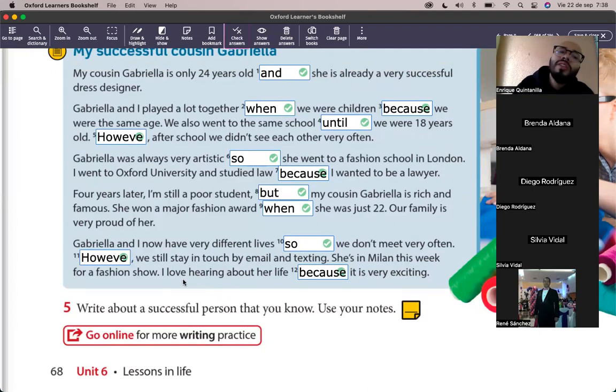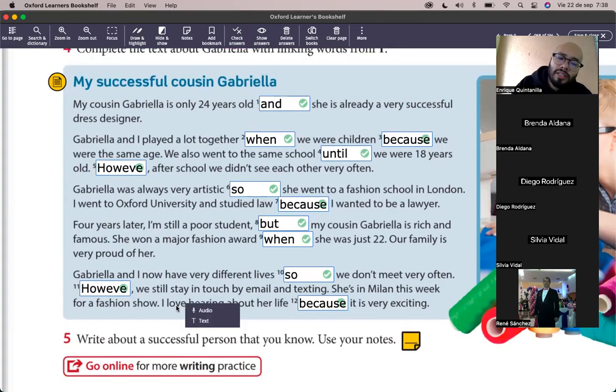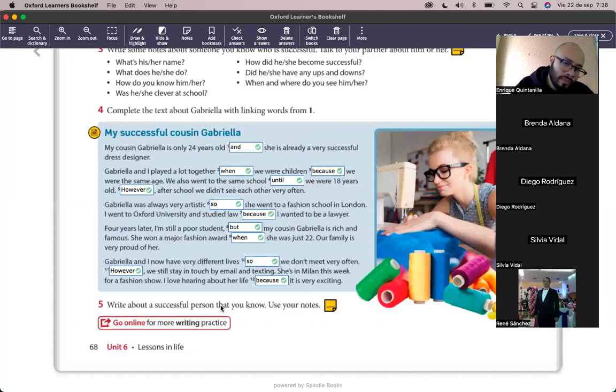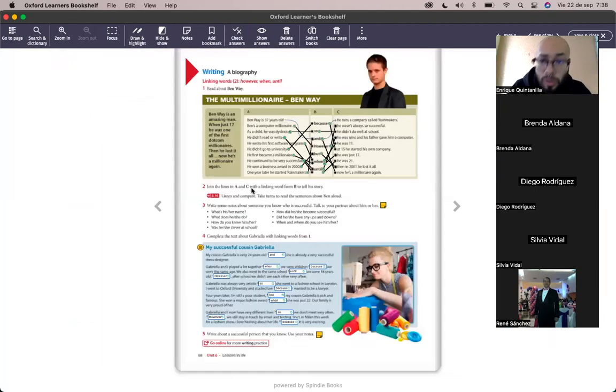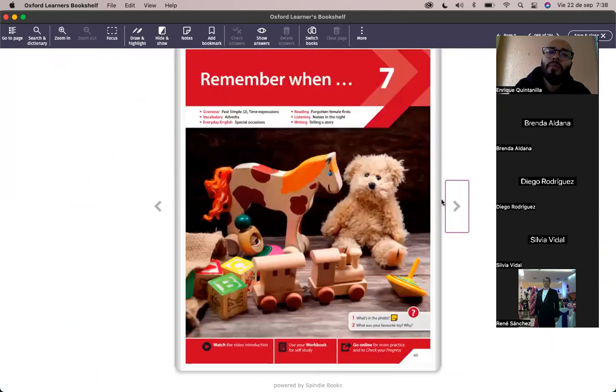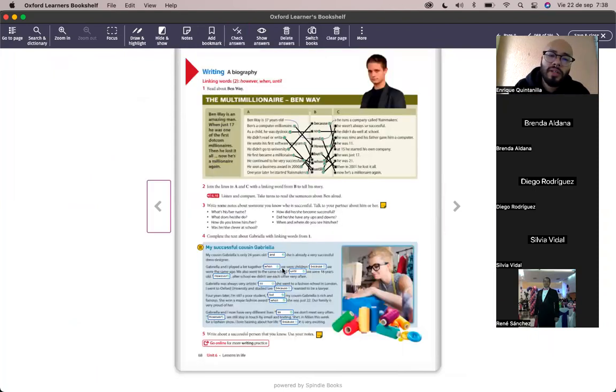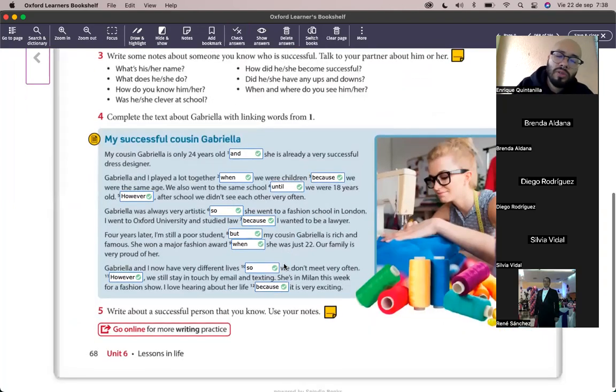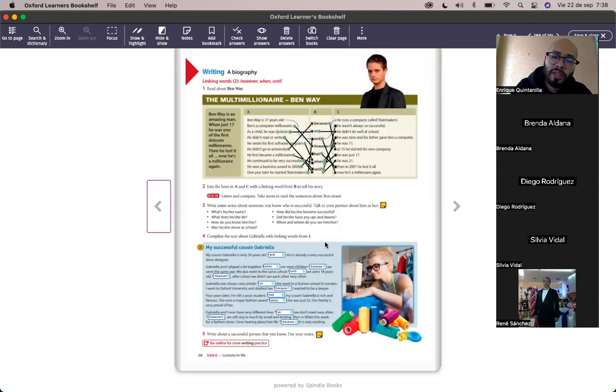Pueden terminar su texto like this, ¿vale? Entonces, vamos a escribir eso. Not for today, it's for Monday, ¿vale? Para el lunes, a más tardar, ¿vale? Sigan el modelo. Ahorita le tomo foto para que tengan las respuestas también.